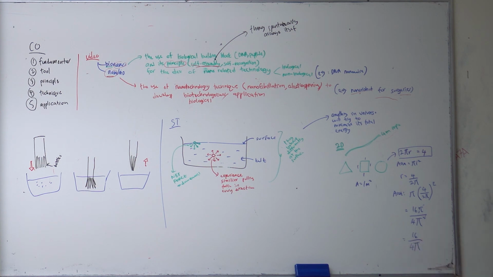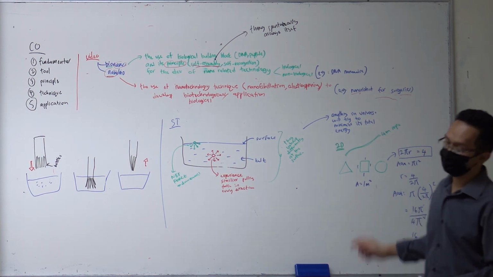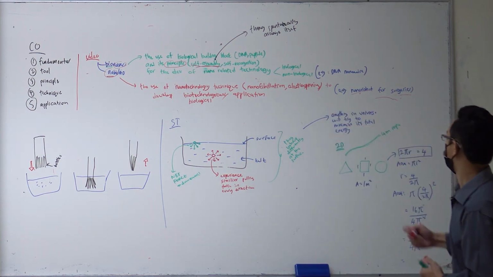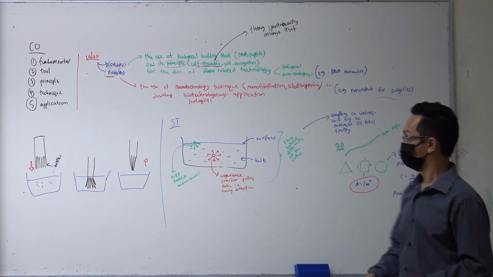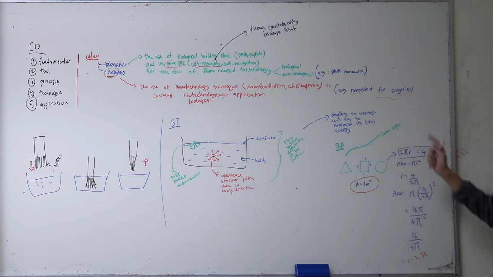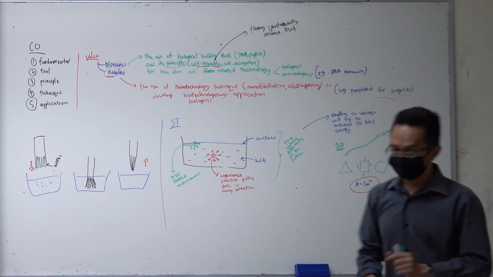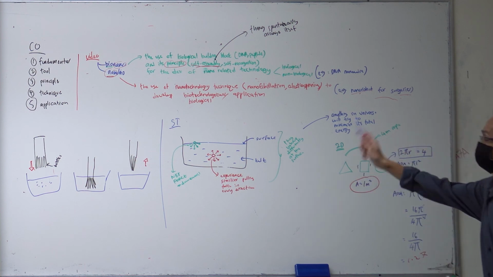Can you calculate this? What is the amount of 16 over 4 pi? For the square, the area given is 1 meter squared. We want to prove that for the circle, the area is bigger than that. What is 16 over 4 pi? 1.27. So you can see the area is bigger by 0.27 meter squared, using exactly the same length of rope. So how does this relate to surface tension?